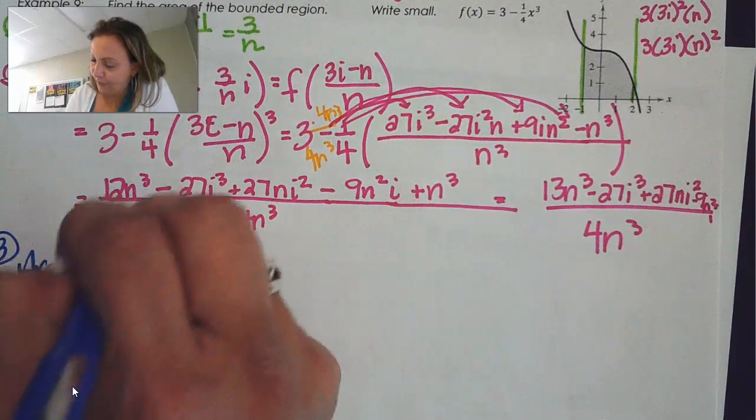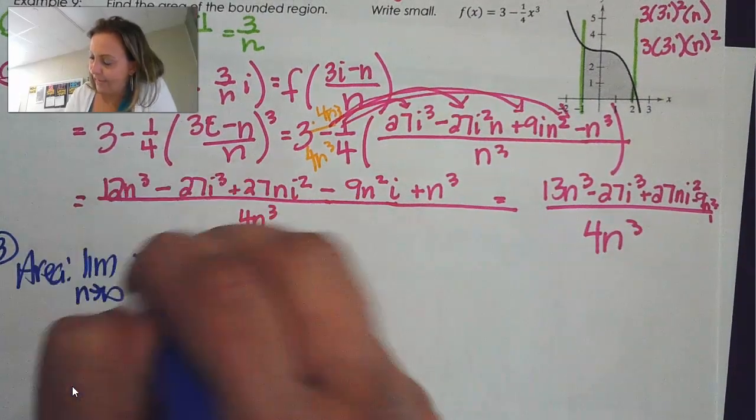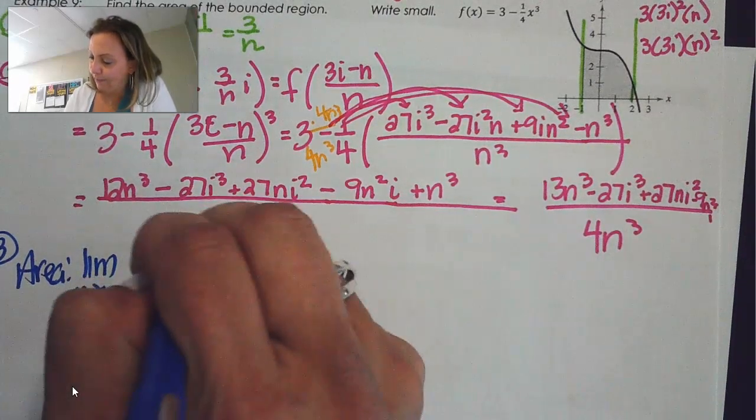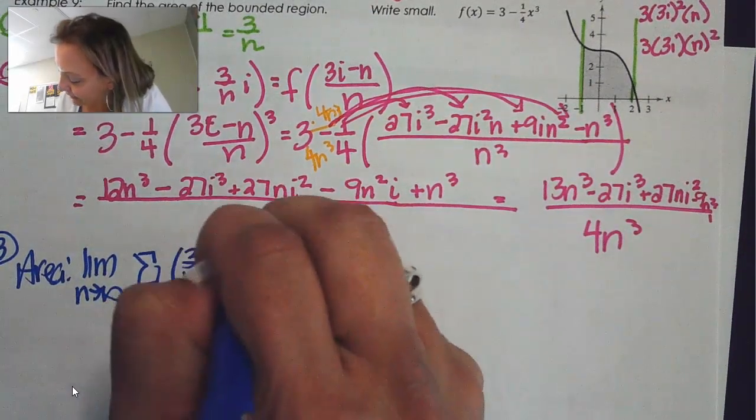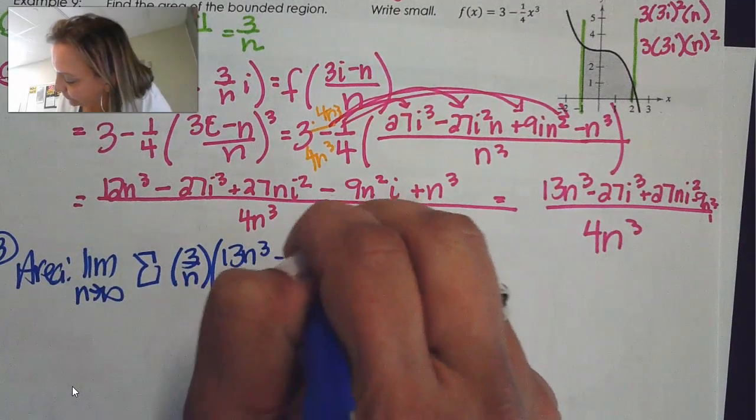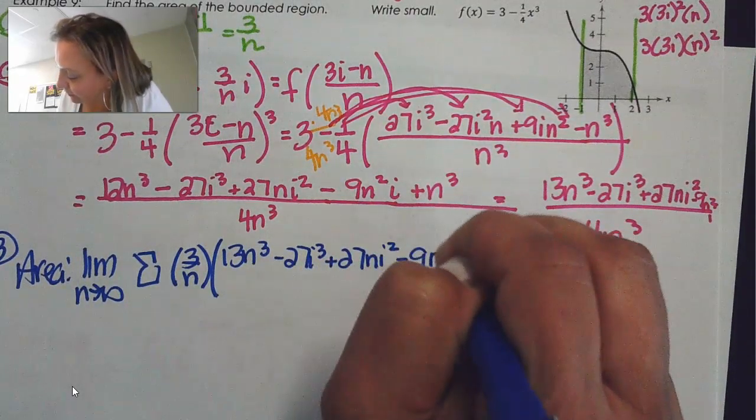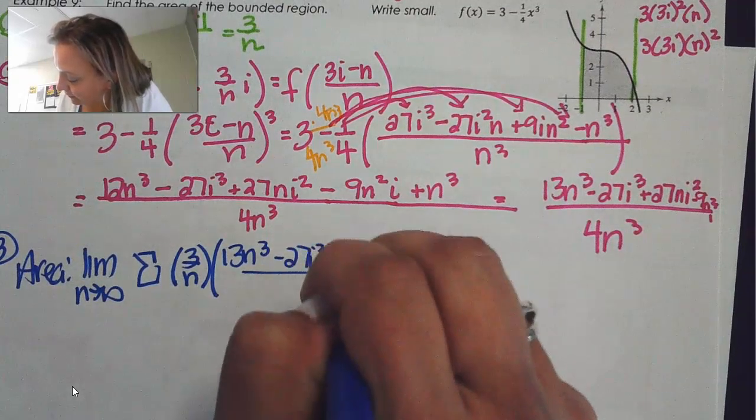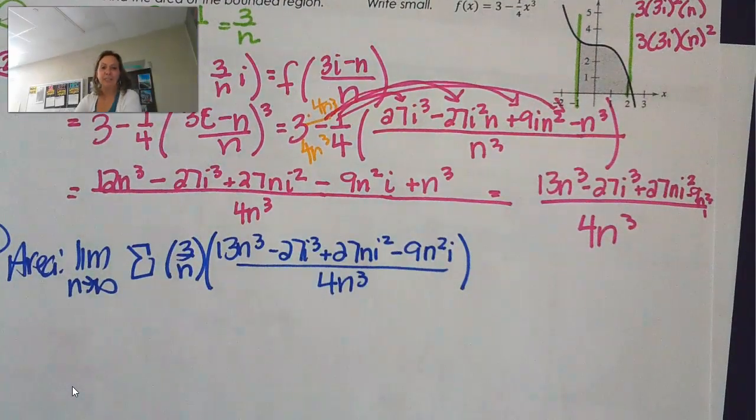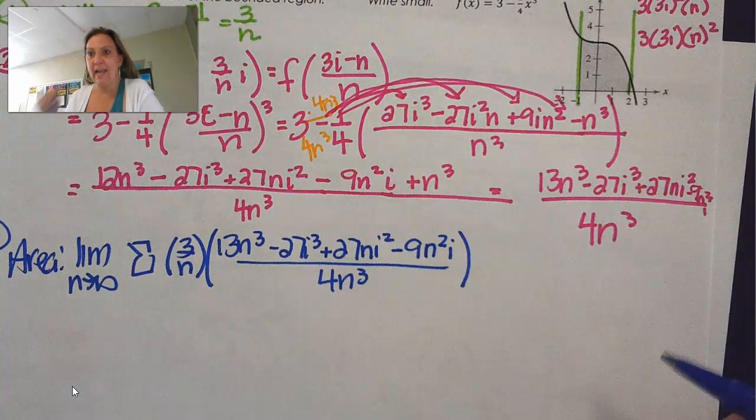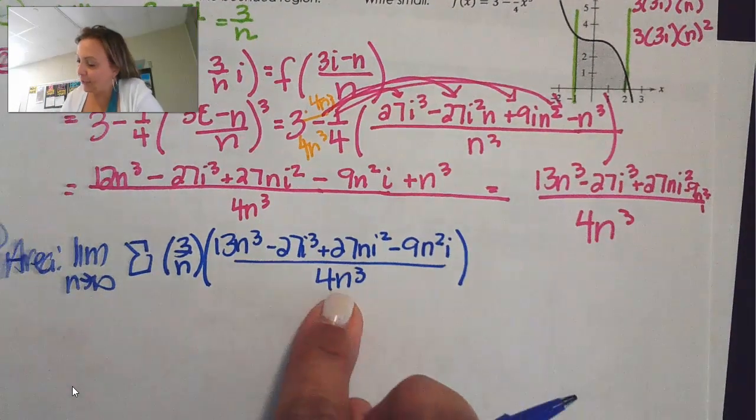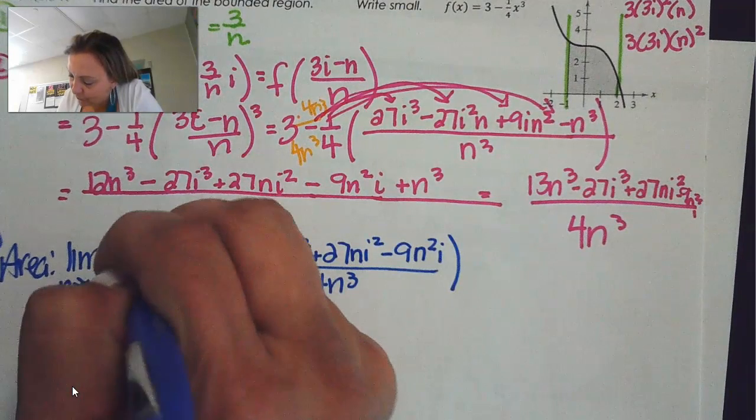So again, my area is going to be the limit of this sum. And again, the sum is going to be my width times my height, which I can nicely rewrite now that I have a little more room. Okay, so 13n cubed minus 27i cubed plus 27n i squared minus 9n squared i over 4n cubed. Oh, and then don't forget this is i goes from 1 to n.